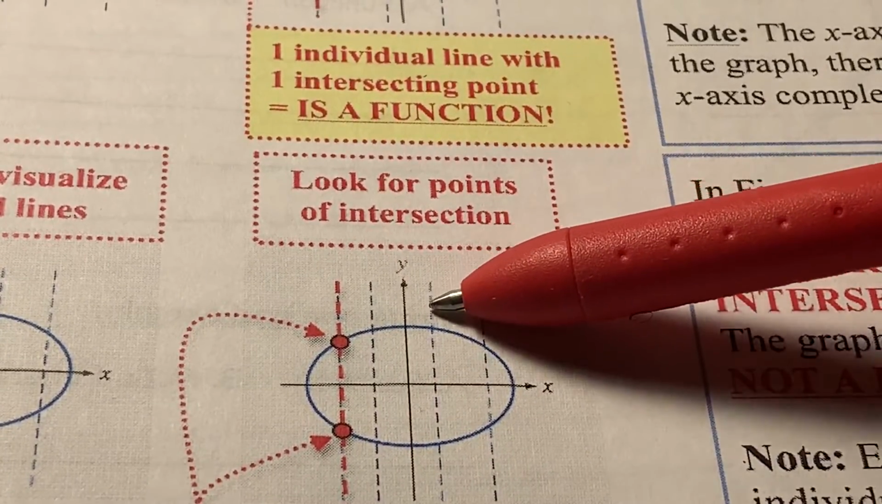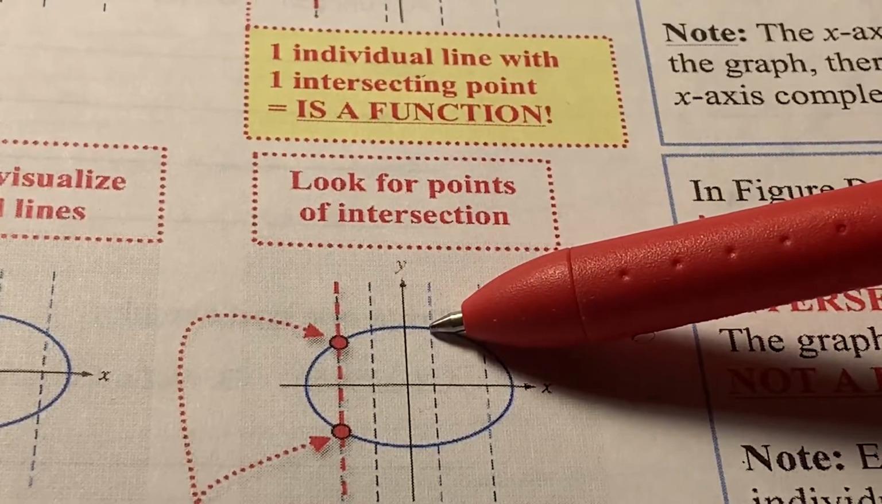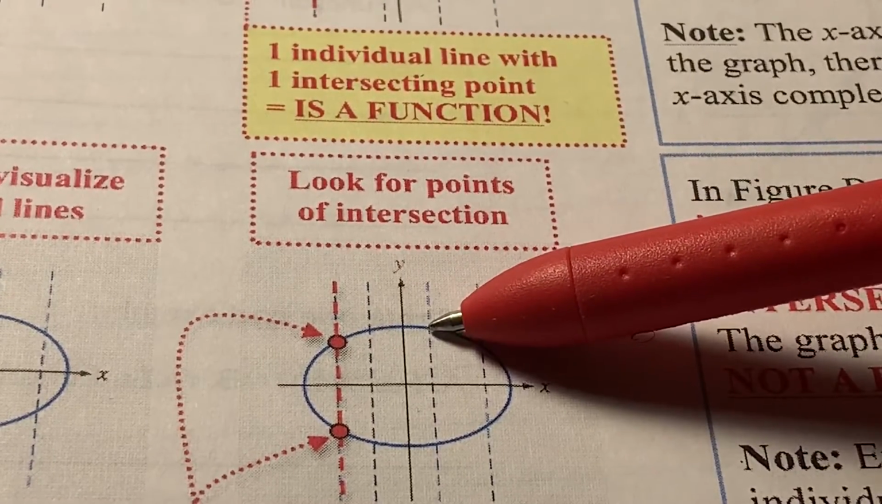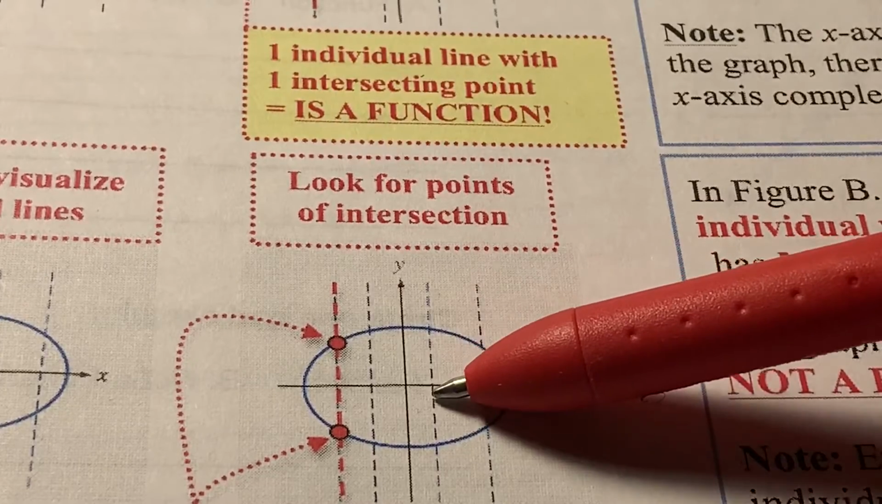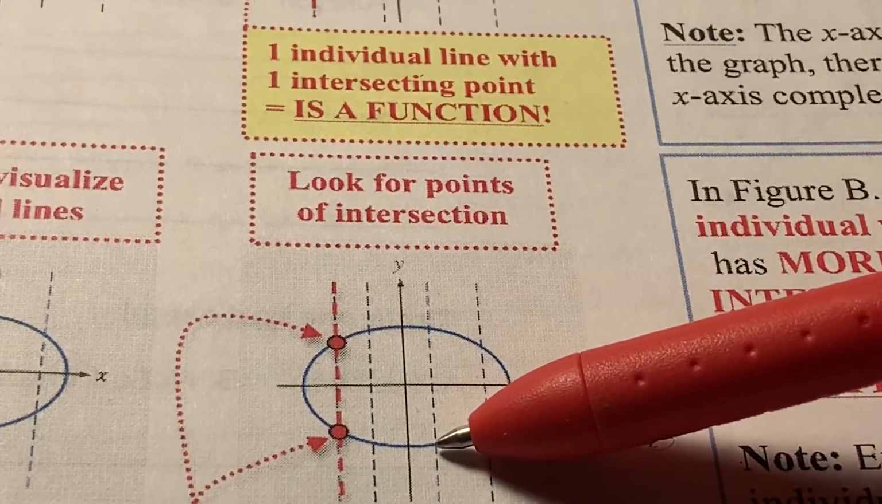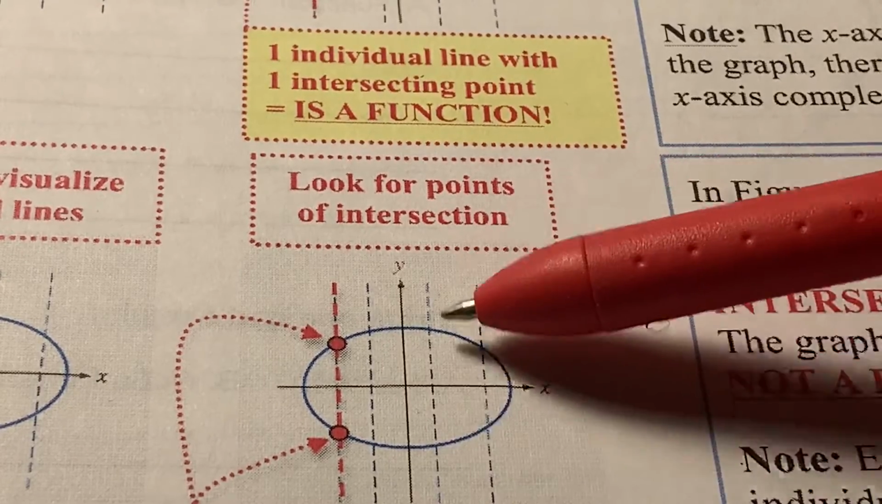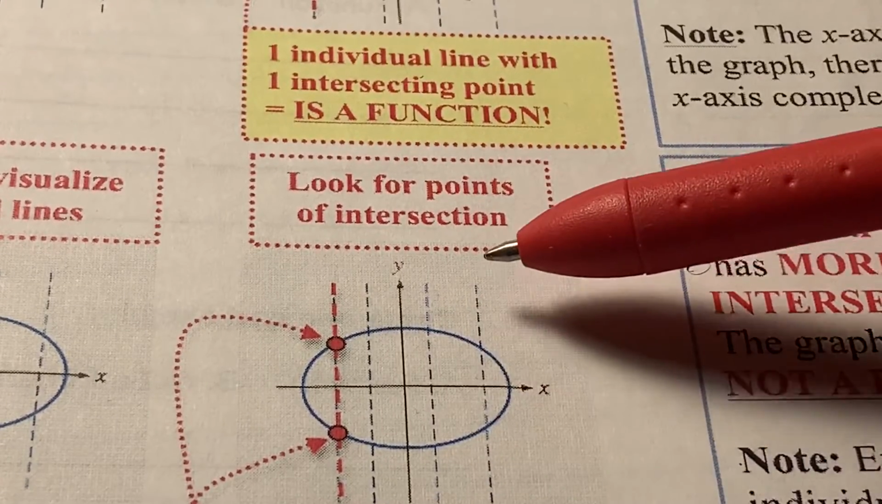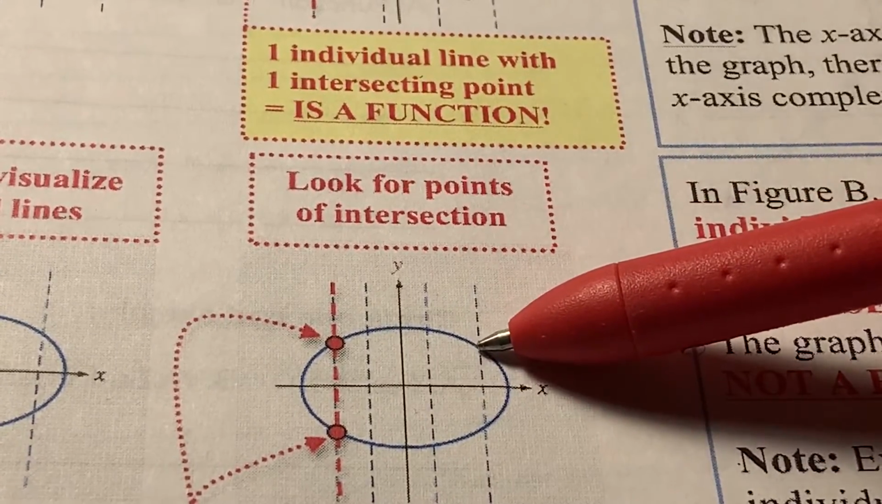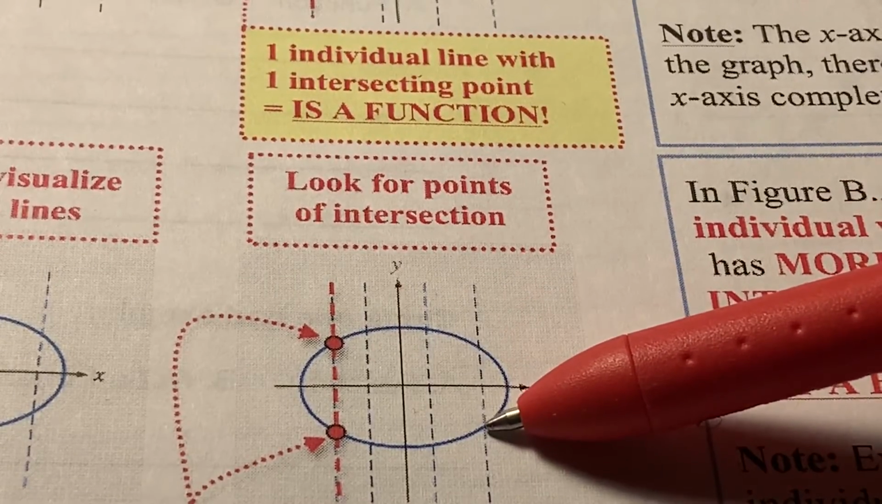Okay, here it goes. Up. Oh, wait a minute, it's hitting the graph there. That's a point of intersection. And as I keep going, wait, here's another point of intersection. So that's two points of intersection on one line. Here's another vertical line. Point of intersection there and point of intersection there, right?